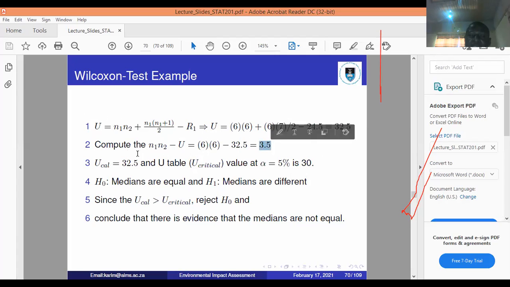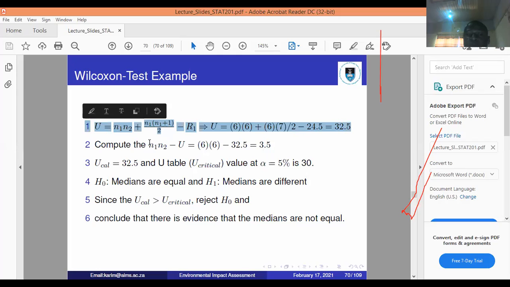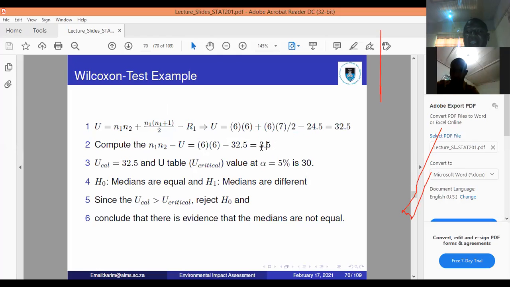So you can see that the one we've computed here is less than this one. So this becomes our U statistic. But if, for instance, this value was 40 something, this would have become our test statistic. But since it is less than this, then this becomes our U statistic. So in a situation where you compute this and it is greater than this, you cannot use this one as your test statistic, but you will use the value here. But in this situation, this value is less than this one. So we use this one as our test statistic. So our U calculated, the one that we have calculated, is 32.5.